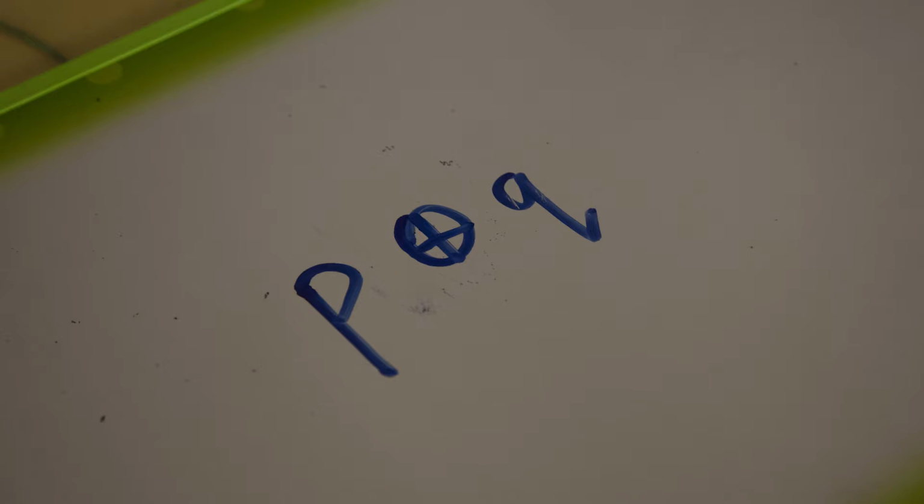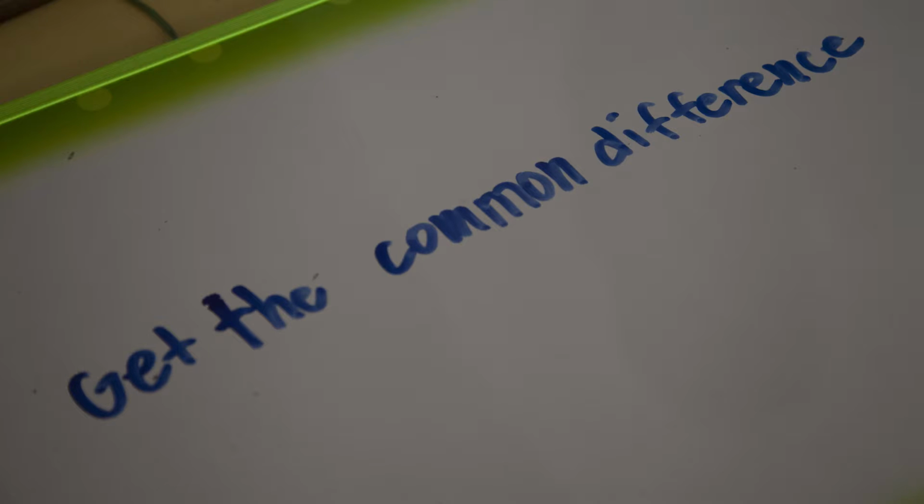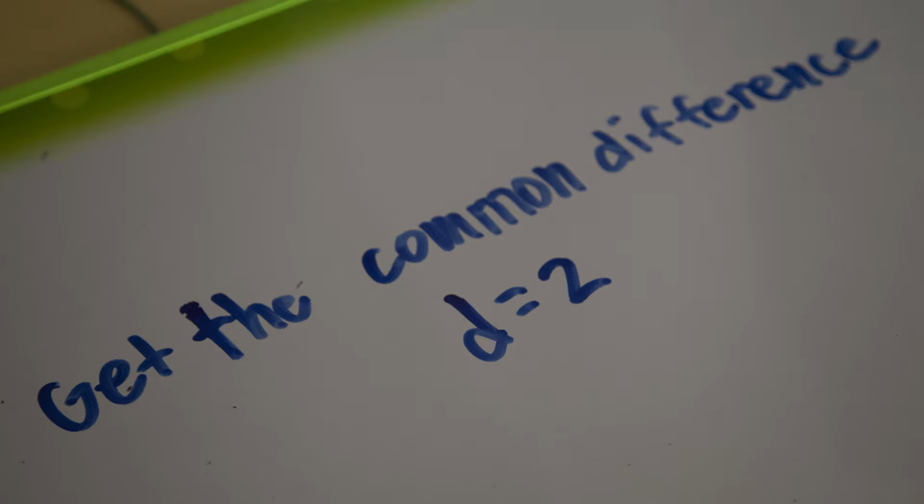I will now discuss to you finding the nth term in the sequence. In this example, what is the 18th term for the sequence 2, 4, 6, 8, 10? First, get the difference. Their difference from each other is 2. After you get the difference, we will now solve the problem. First, we need to know the formula. The formula is a sub n equals a sub 1 plus n, the nth term, minus 1 times the difference of the sequence.